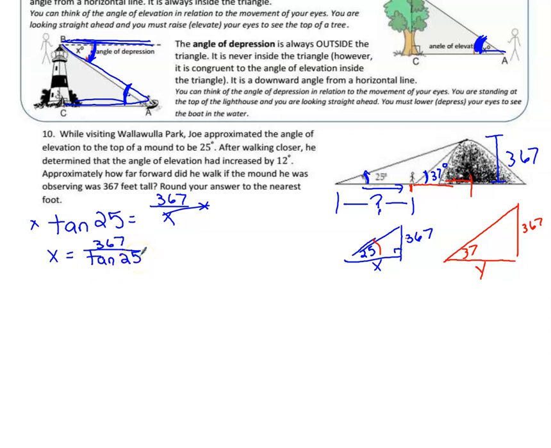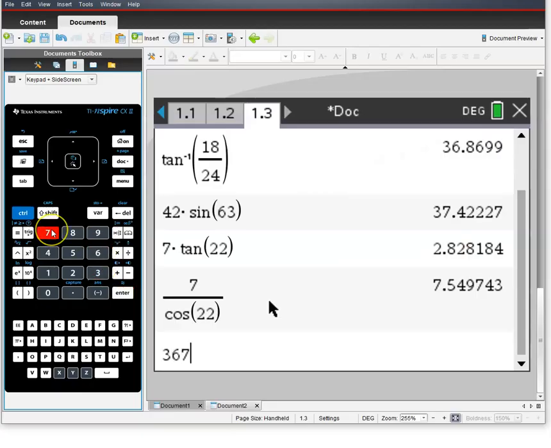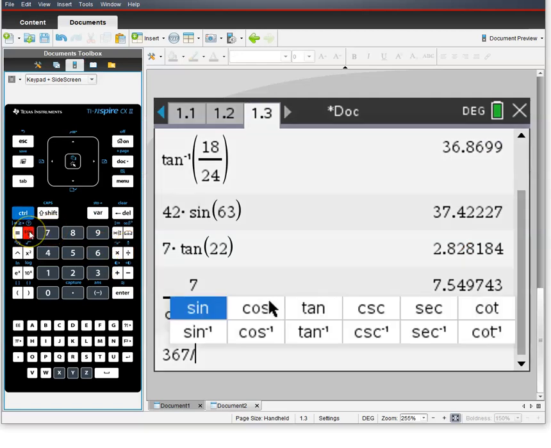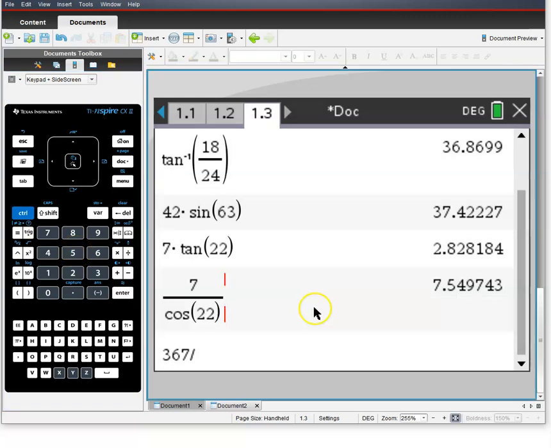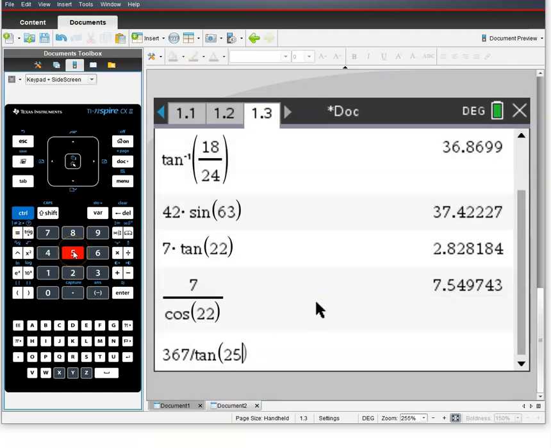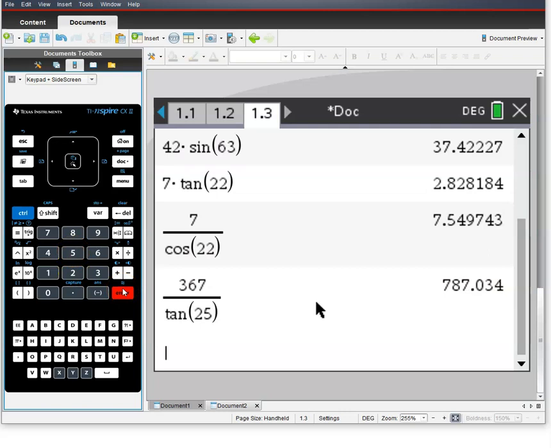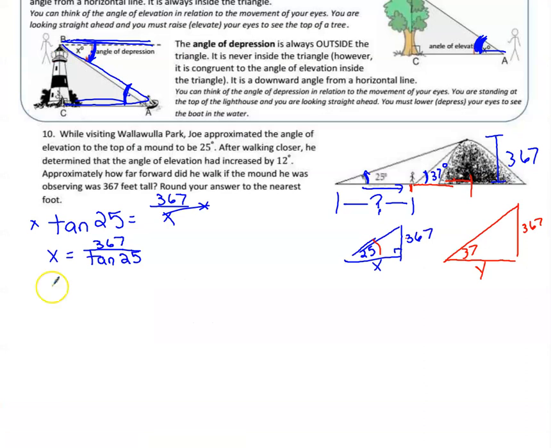And let's go ahead and calculate that while we're here. So 367 divided by tangent of 25, third time's the charm, is, rounding to the nearest foot, 787 feet. So he was 787 feet away originally. So that whole distance was 787 feet.